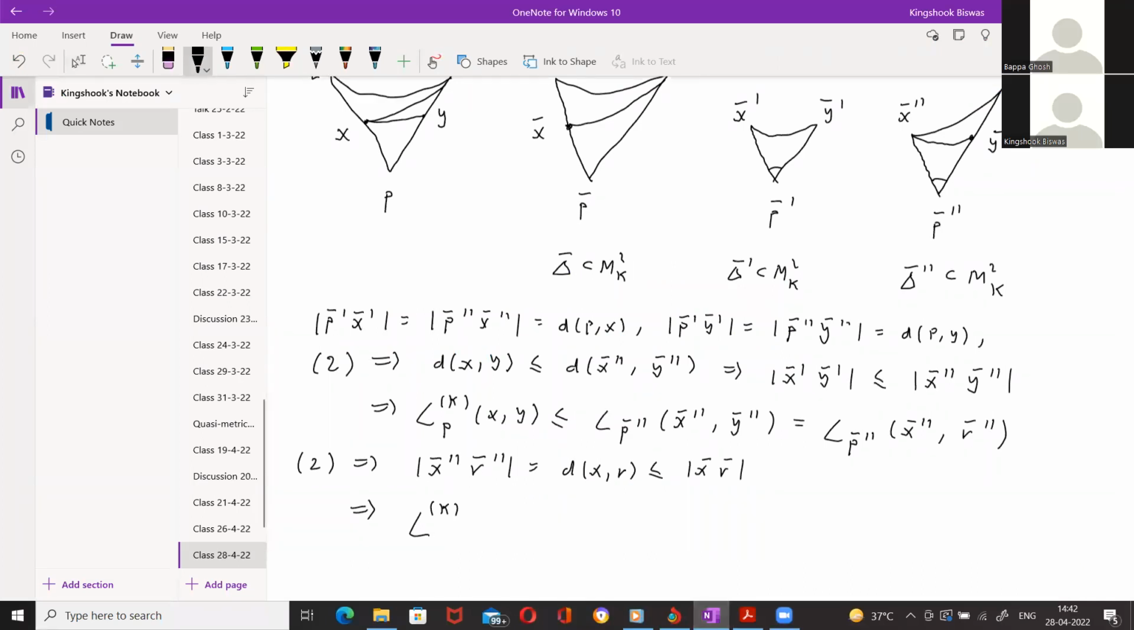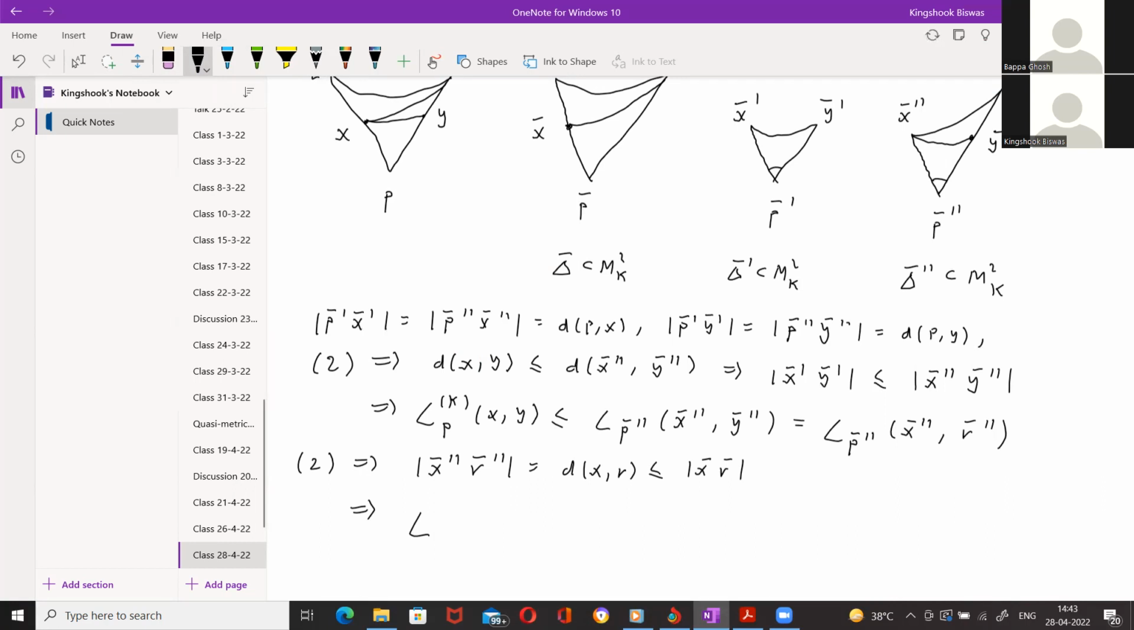So let's come back here. This hypothesis 2 gave us that the comparison angle between xy at P is less than or equal to the angle between x bar double prime, r bar double prime at P bar double prime. And here x bar double prime, r bar double prime, this distance is less than or equal to the distance x bar r bar here.